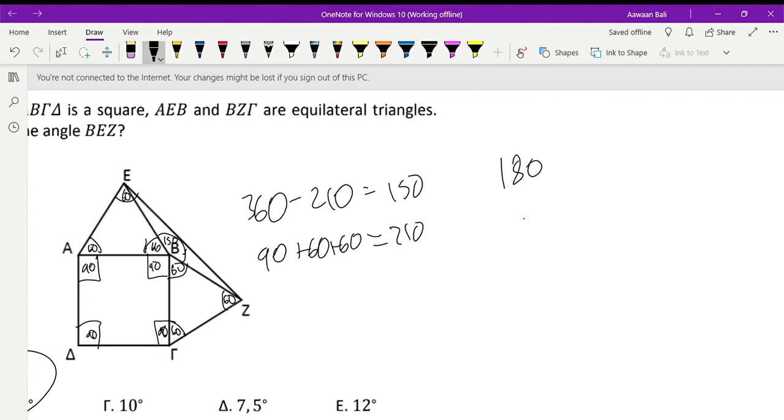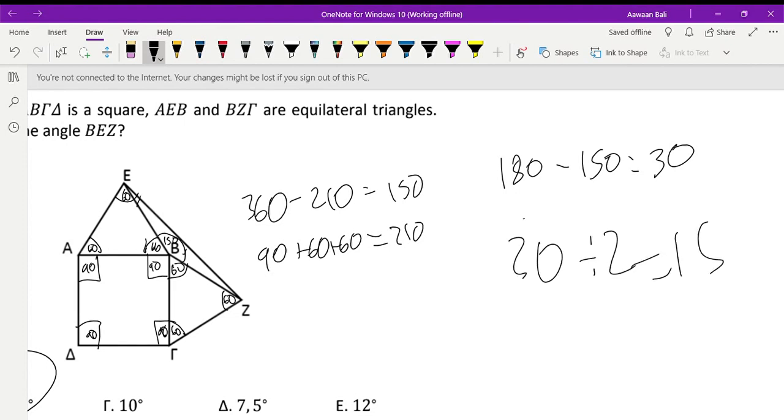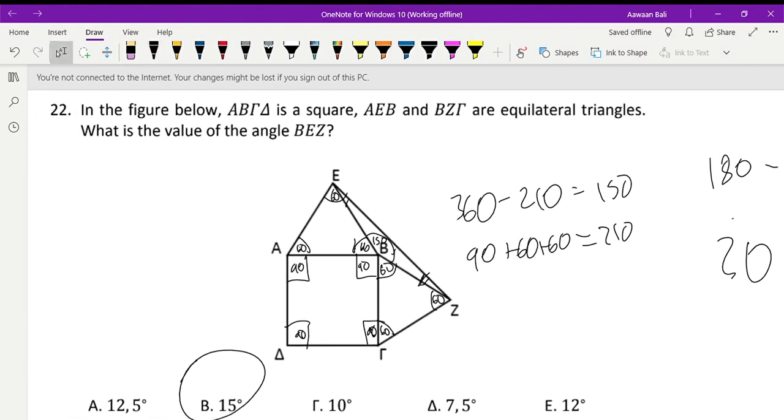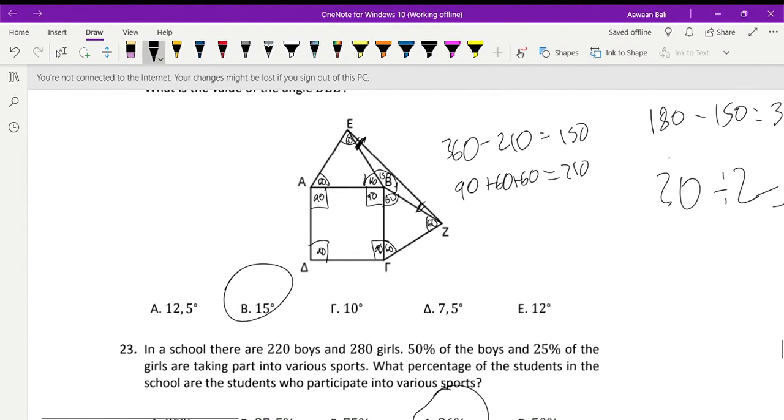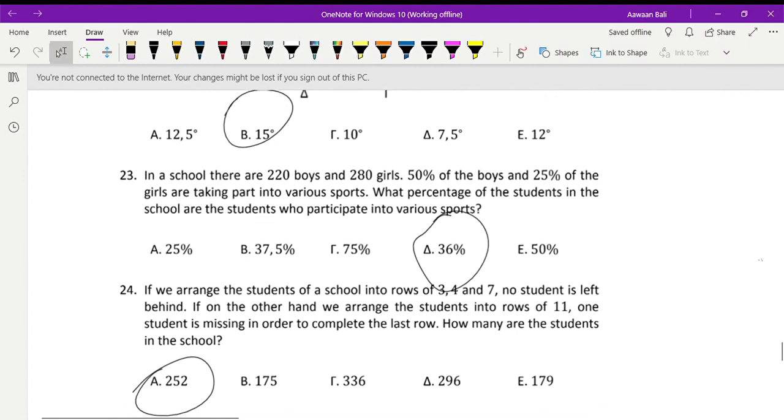So 180 minus 150 is 30. Now we have no idea what type of triangle this is, and if we don't know that and we are asked to work out an angle, we can just say it's isosceles. Which means that the 30 you could divide by 2 and you get 15. So this angle and this angle, they're both 15. But we're just focusing on this angle right here. So therefore the answer is beta, 15.